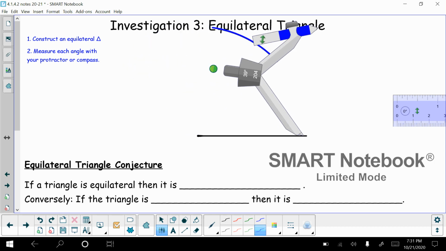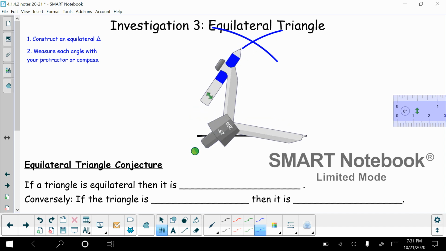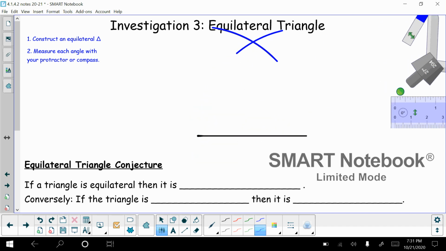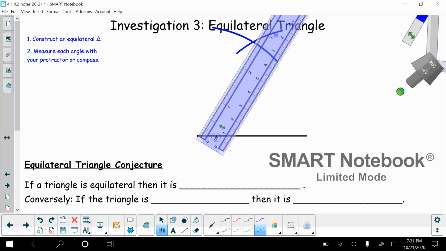And then I'm going to come over here to this end point. I'll make that same arc. Notice I did not change my compass setting. All right, so now get your straight edge, connect.